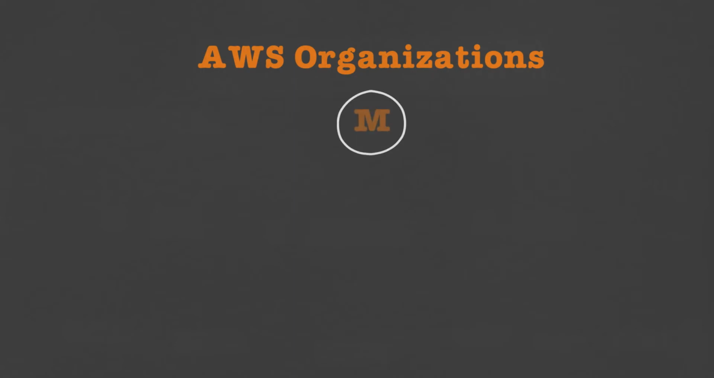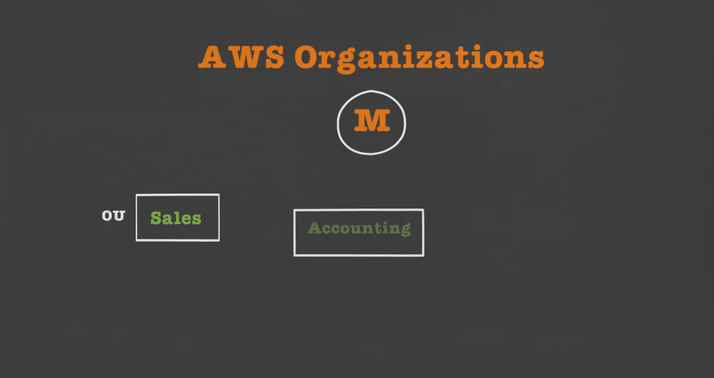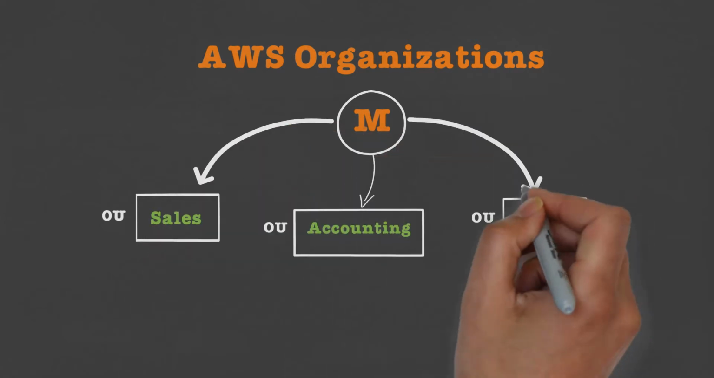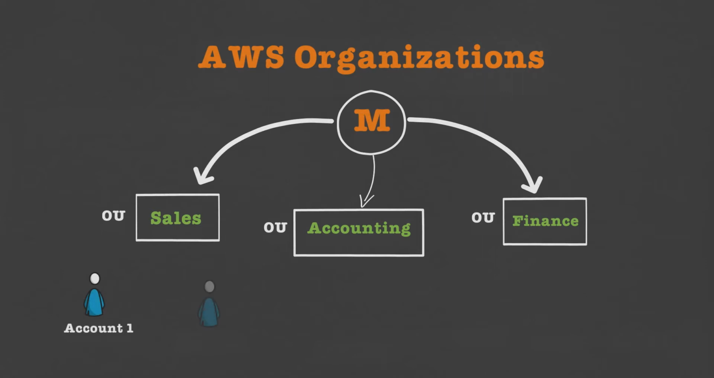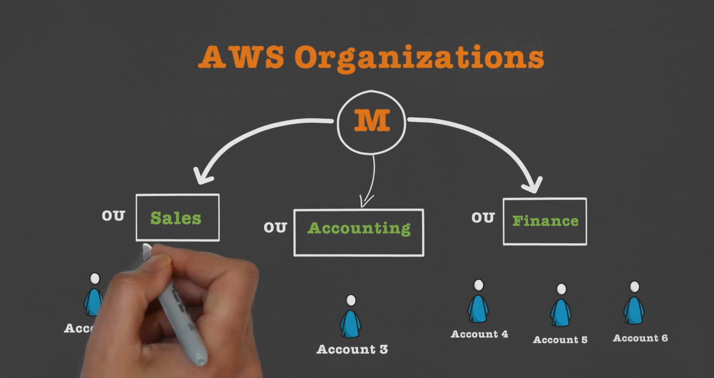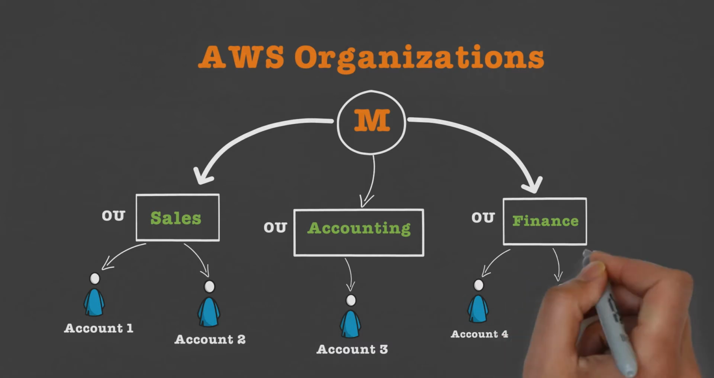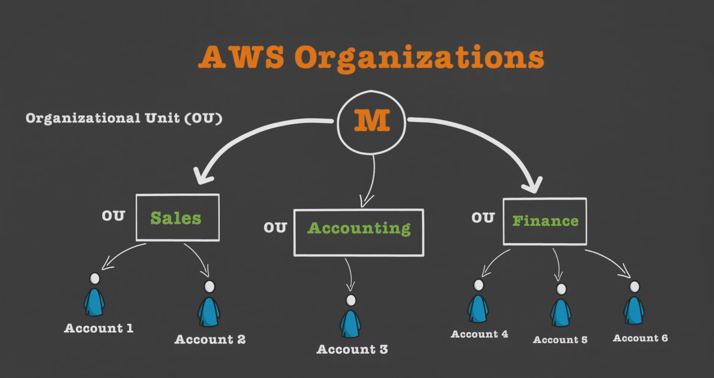AWS Organizations is an account management service that lets you consolidate multiple AWS accounts into an organization that you create and centrally manage. By using AWS Organizations, you can centrally manage policies across multiple AWS accounts. You can also govern access to AWS services, resources, and regions. You can also automate AWS account creation and management. And finally, you can consolidate billing across multiple AWS accounts.